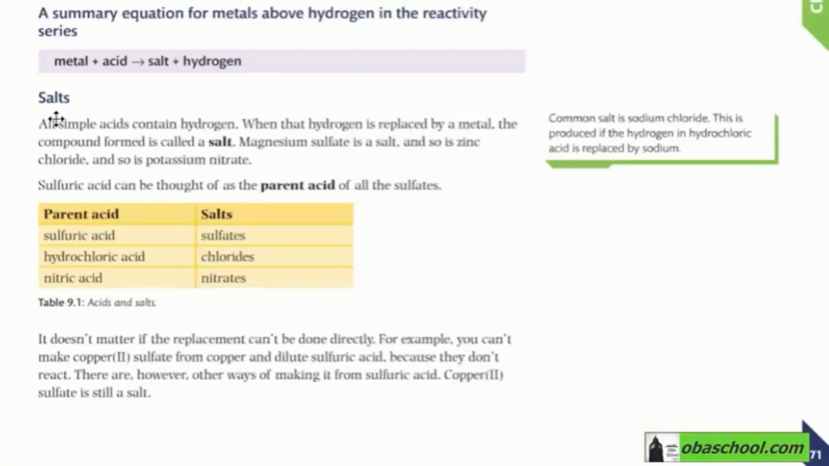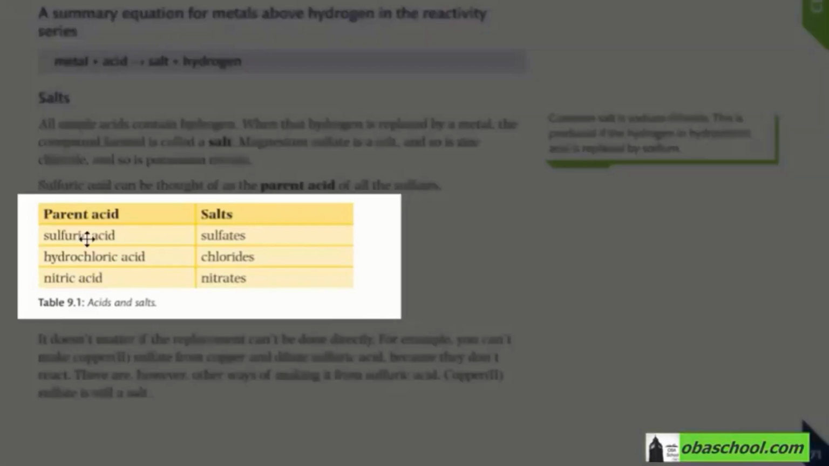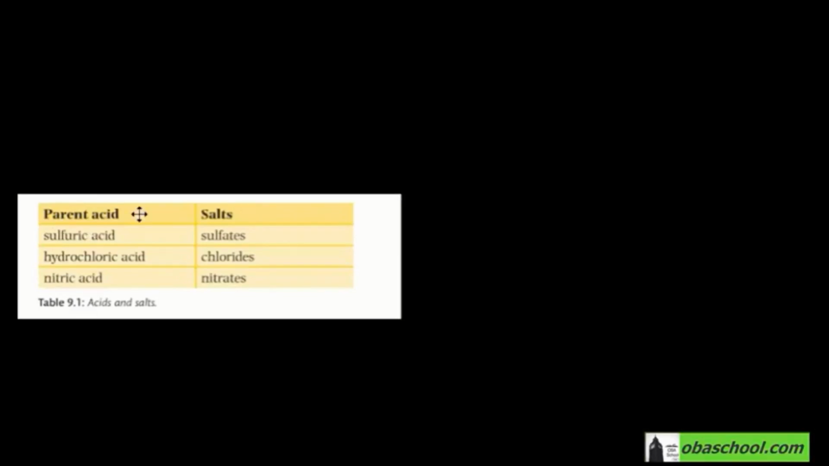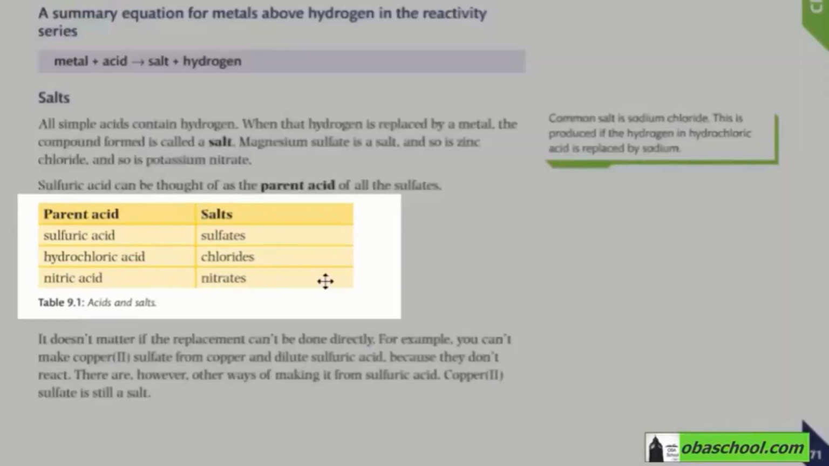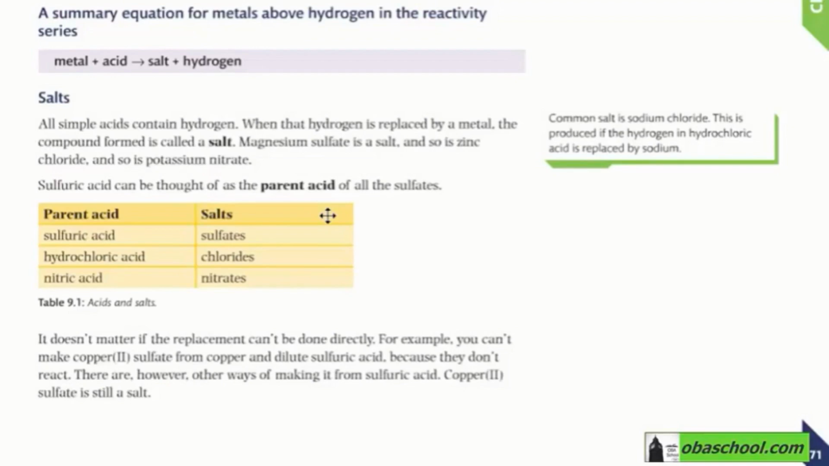We will talk about salts and how they are formed. They are usually formed by the reaction between a metal and an acid. In this table, we have the acid types, the parent acid, and the salt produced. We'll talk in this video about this table more deeply and see the most common salts.